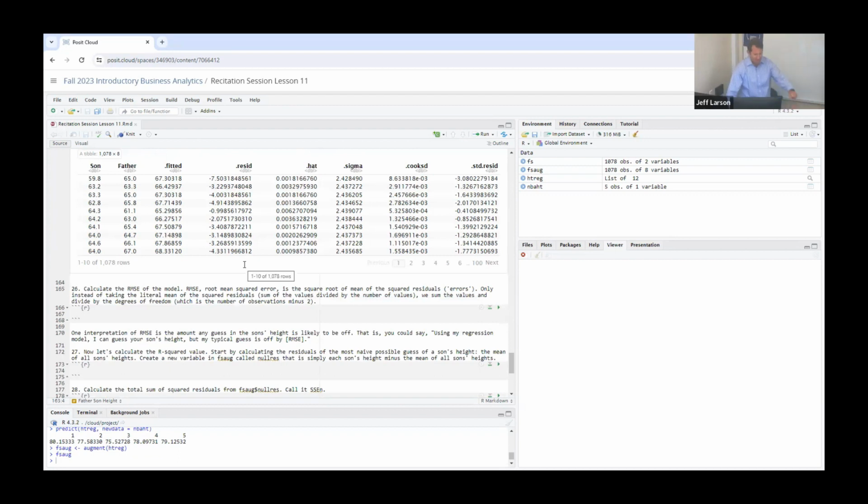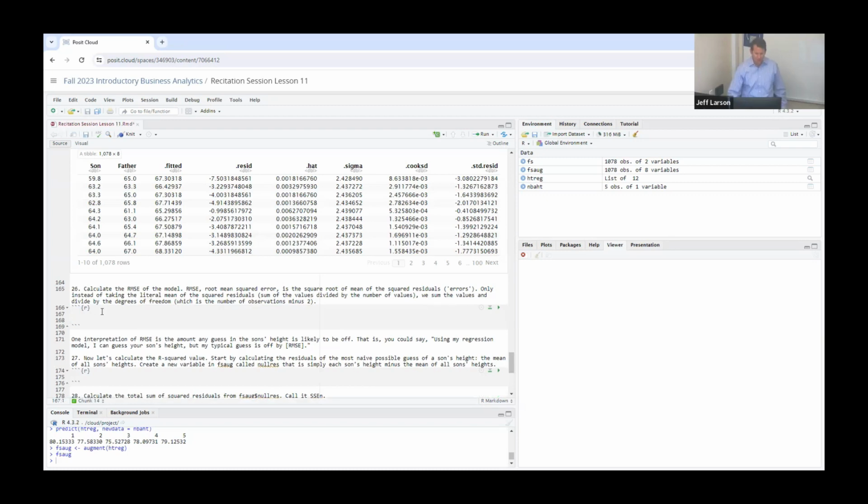Okay, next thing it asks us to do, and we're running out of time, is calculate the RMSE of the model. RMSE is the root mean squared error. It's the square root of the mean of the squared residuals. Only instead of taking the literal mean of the squared residuals, which would be the sum of the values divided by the number of values, we sum the values and divide by the degrees of freedom, which is the number of observations minus 2. So this is actually not that hard. It just made it sound really hard. So what we have to do is take the mean of the squared residuals.